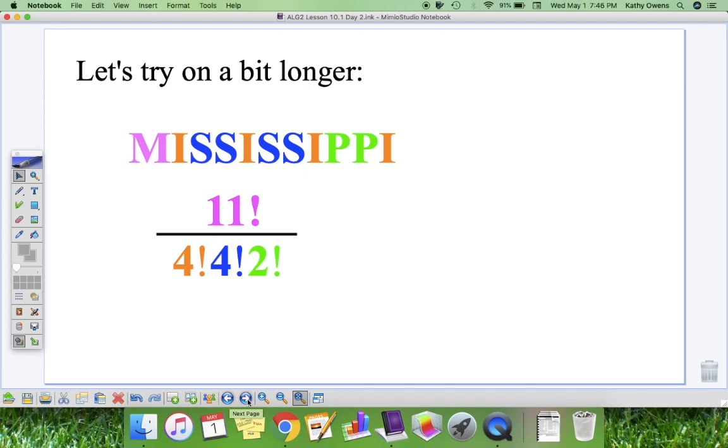Carefully multiply this on your calculator. You're going to need to say 11 factorial divided by, and please make sure that you put parentheses around that denominator, so that you are actually dividing 11 factorial by that entire 4 factorial times 4 factorial times 2 factorial. And that, set into your calculator correctly, should get you the correct final answer of 34,650 different ways you could arrange the letters from the word Mississippi.